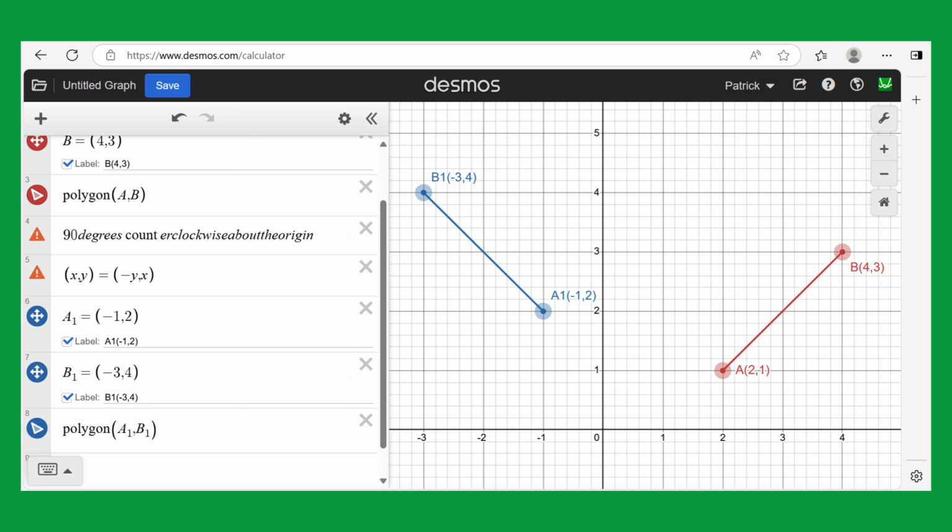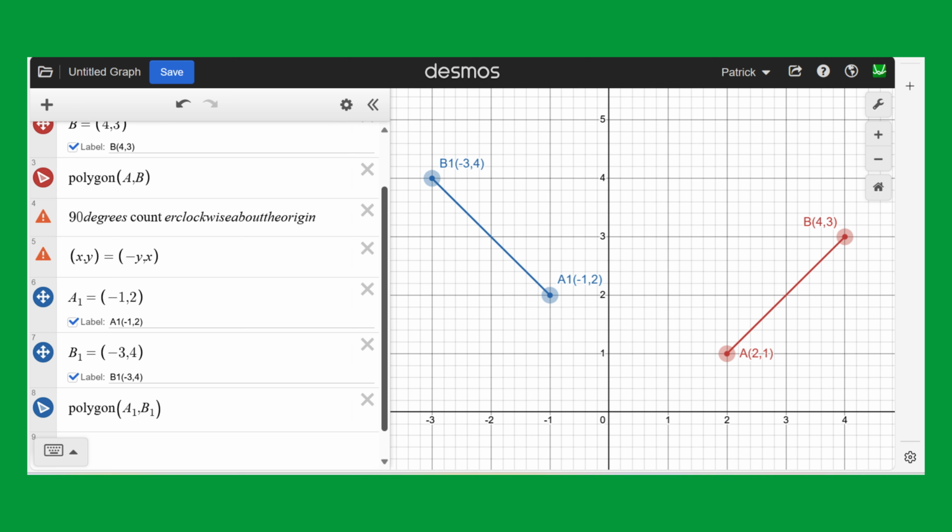270 degrees. Let us use this example: a line segment AB, with points A at (2, 1) and B at (4, 3). We want to rotate this segment 90 degrees counterclockwise about the origin. Using the rotation rule, (x, y) becomes (-y, x). Apply this to each point.